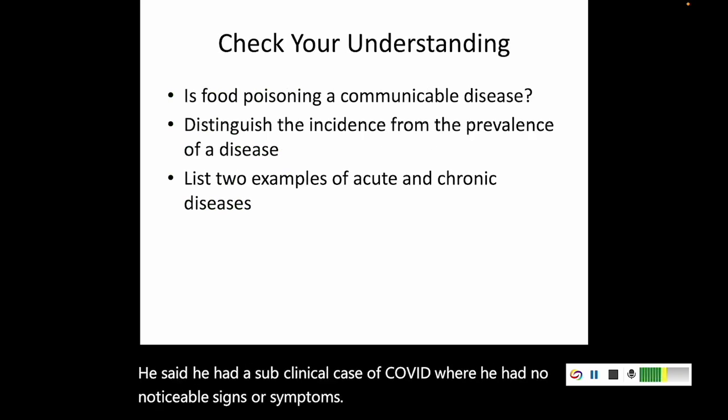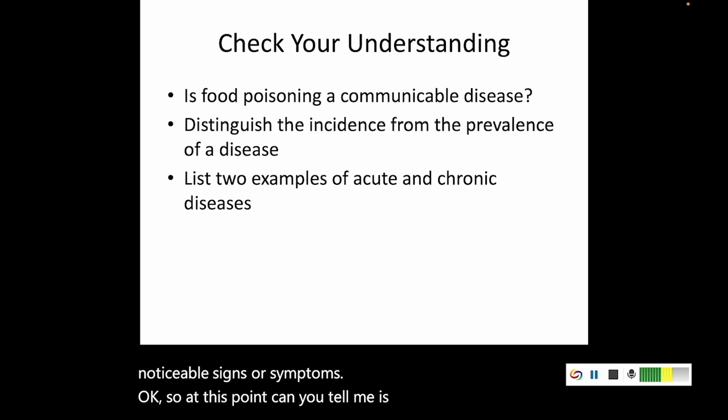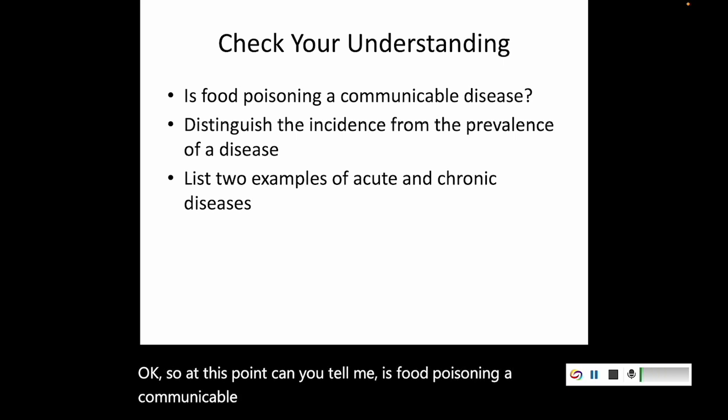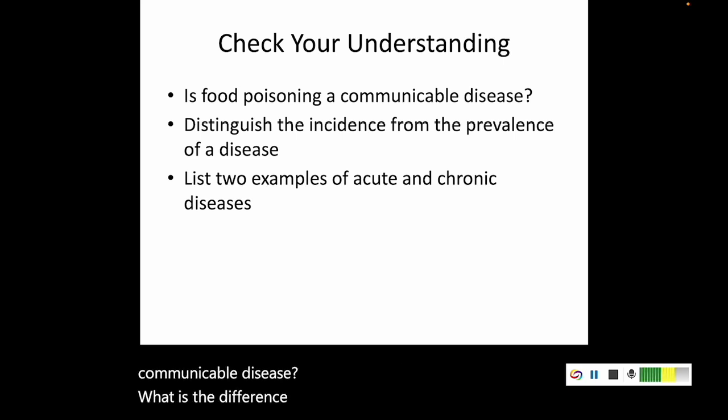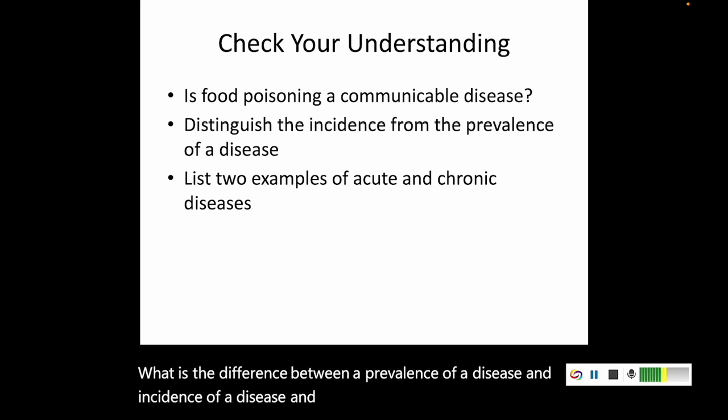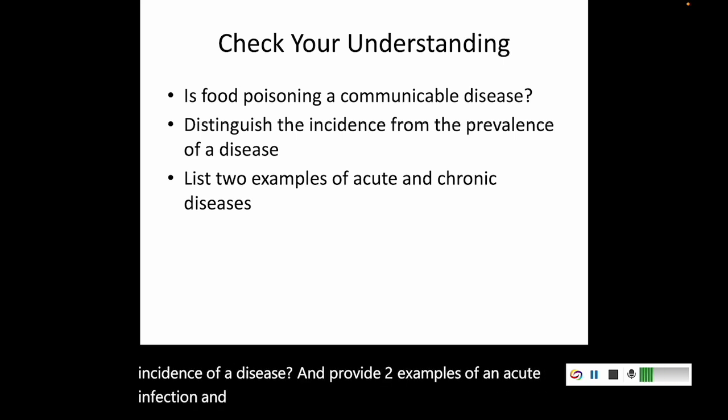Okay, so at this point, can you tell me, is food poisoning a communicable disease? What is the difference between a prevalence of a disease and incidence of a disease? And provide 2 examples of an acute infection and 2 examples of chronic diseases.